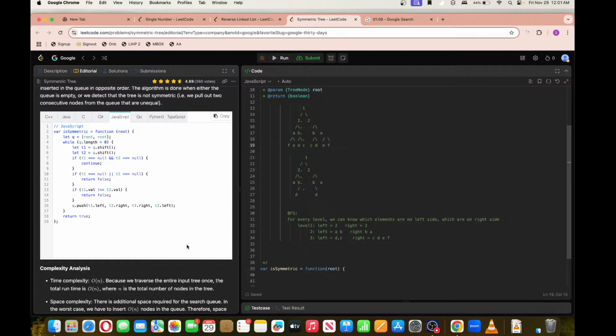2 and 2 will come up, and then 2's children will be inserted now. Two's left, two's right, t1's left, and t2's right.